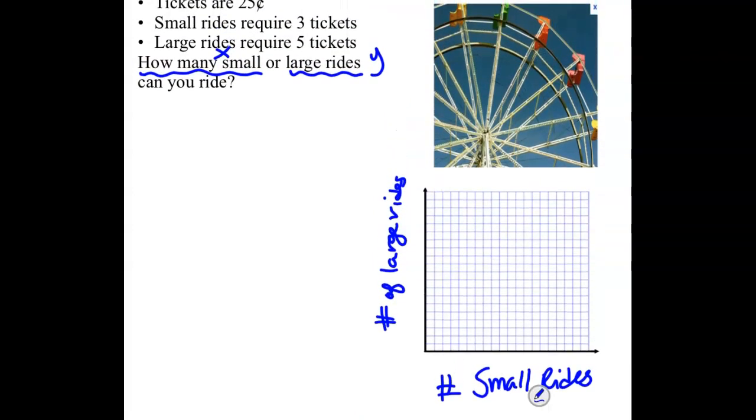How many tickets does it take to go on a small ride? 3. So if I want to go on 10 small rides, I would need 30 tickets. If I want to go on 5 small rides, I would need 15. So however many small rides I want to go on, I need 3 tickets. Yes? How about for the large rides? I need 5 for each one of those? Okay.